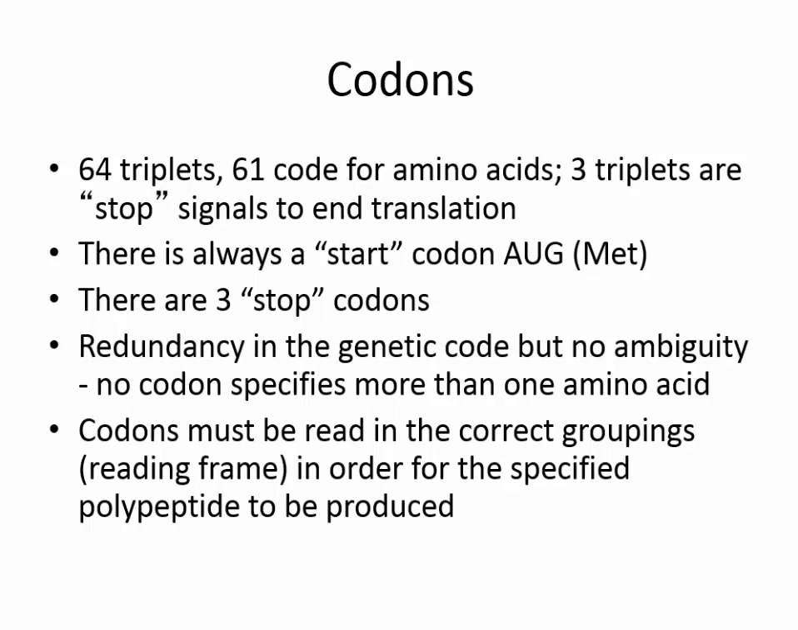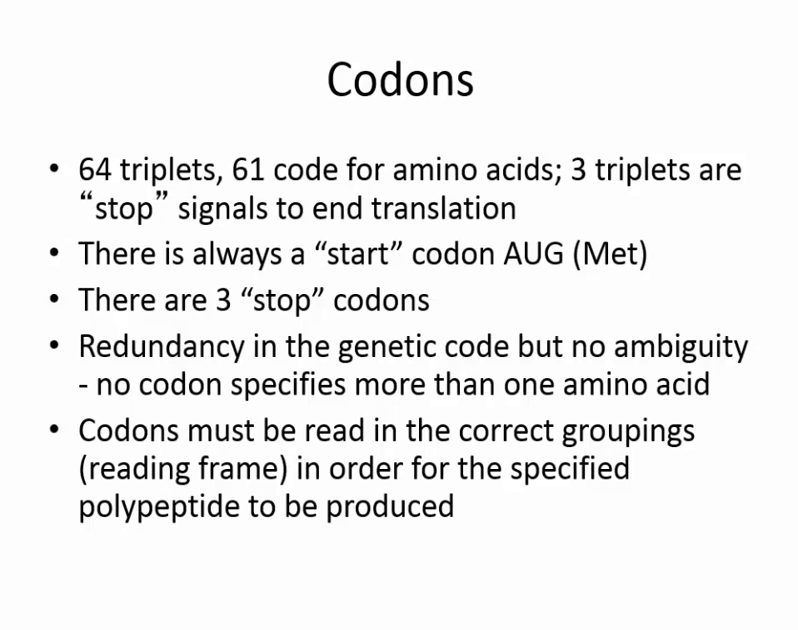There are 64 triplets. 61 code for actual amino acids. 3 triplets are stop signals to end translation. There's always a start codon, which is always AUG, which codes for methionine. And there are 3 stop codons. There is redundancy in the genetic code, but there's no ambiguity. No codon specifies more than 1 amino acid.